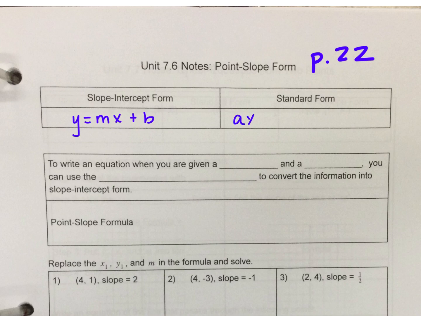Standard form, ax plus by equals c. We don't really care for this one because we have to do all that math to switch it into y equals mx plus b. I'm going to show you a new one today. When you have to write an equation and you are given a point, like a coordinate, an x and a y, and you are also given a slope, the letter we use for that is m, you can use point-slope form to convert the information into slope-intercept form.